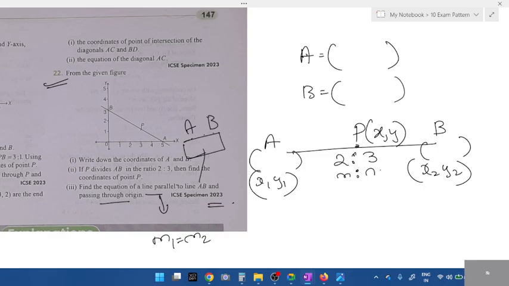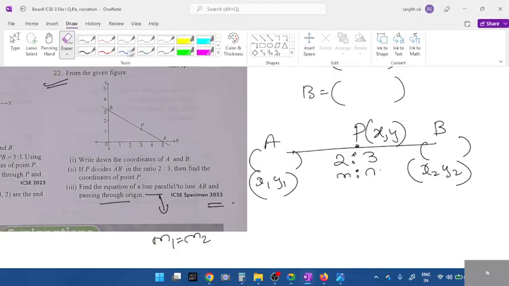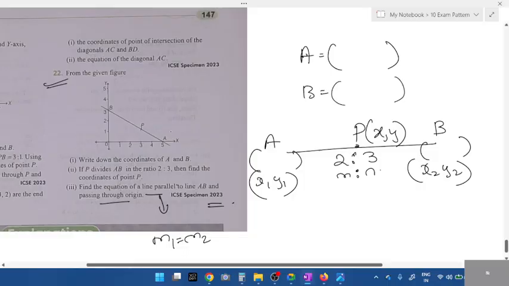That time you might feel it is easy. What is the A value? Where is A, students? Is A on the x-axis or y-axis? Yes, A is on the x-axis. Whichever lies on the x-axis, what will be the value of y? Y will be 0. 5 comma 0. What is the B coordinate? That's it. Simple. 0 comma 3. 1 mark for this. Next.